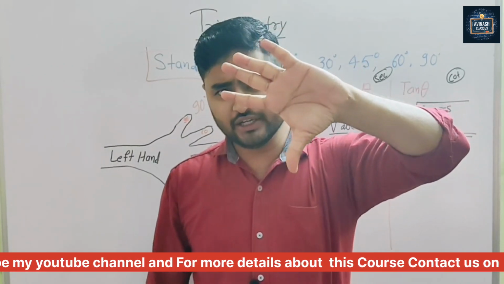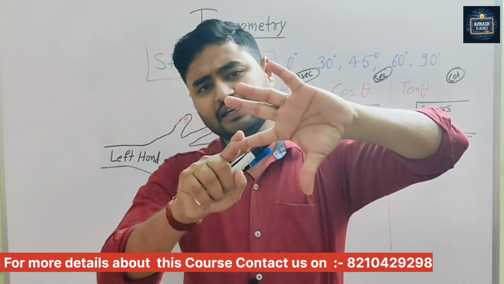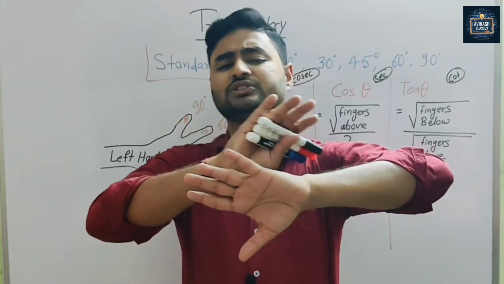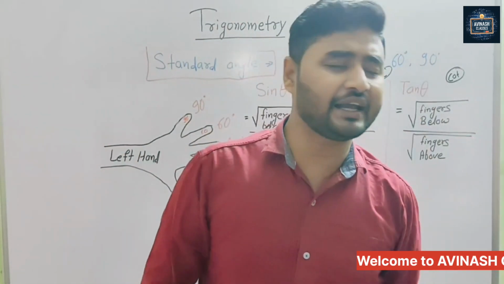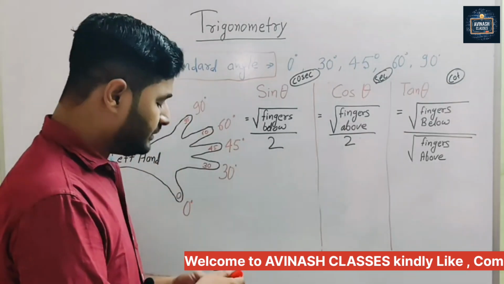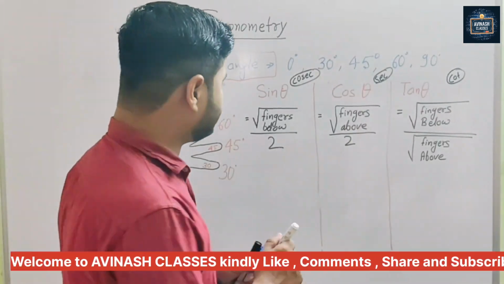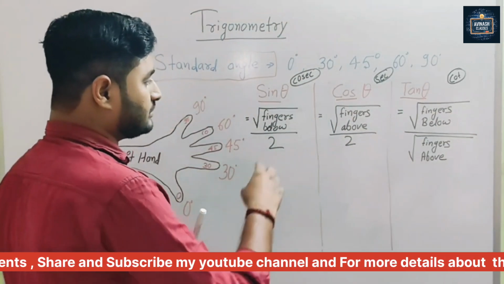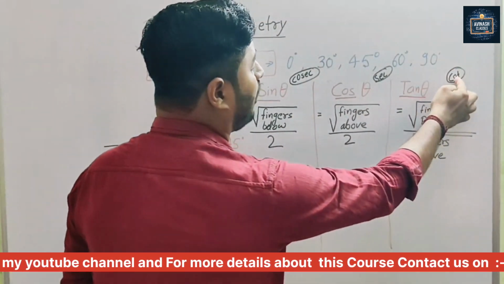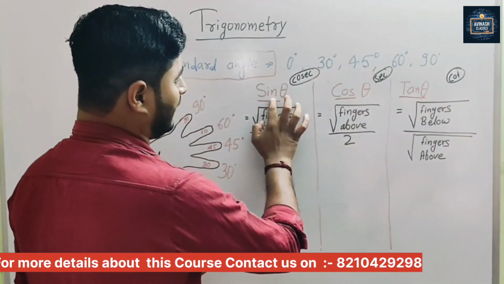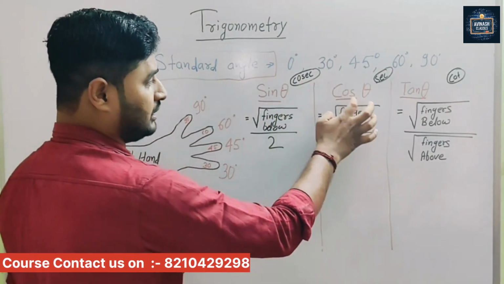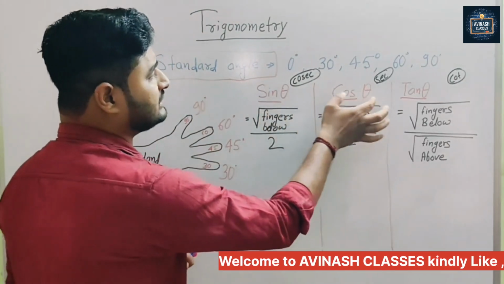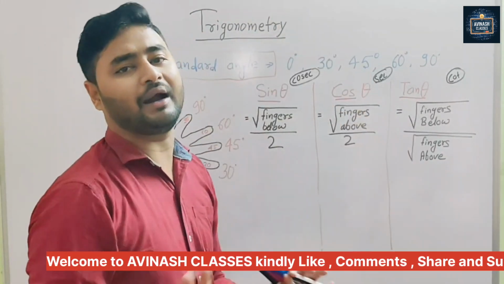That is 0 degree, 30, 45, 60, 90. Very easy, right? Just in sequence only. No need to change anywhere. After that, there are 6 elements: sine, cos, tan, and cot, sec, cosec. The reciprocal of sine is cosec, cos reciprocal is sec, tan reciprocal is cot. So we have to learn these three, and then take the reciprocal to find the others.